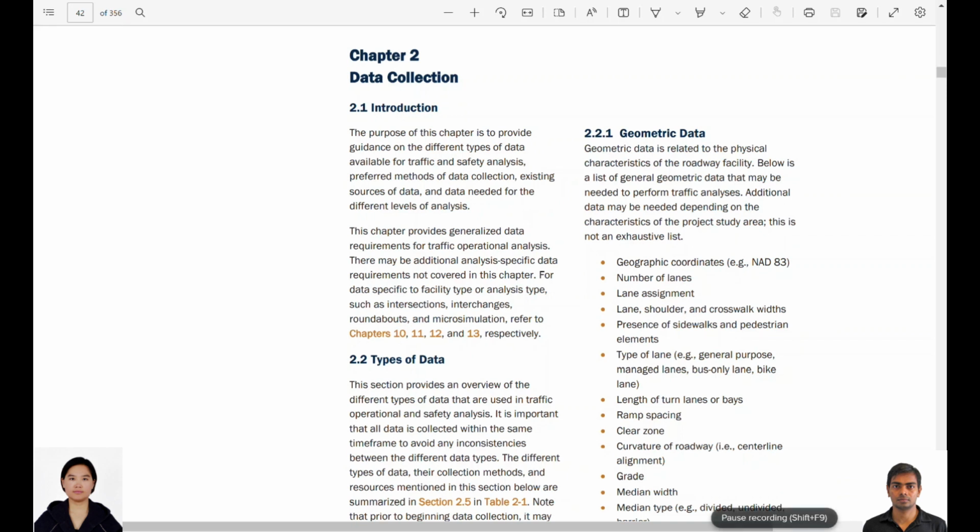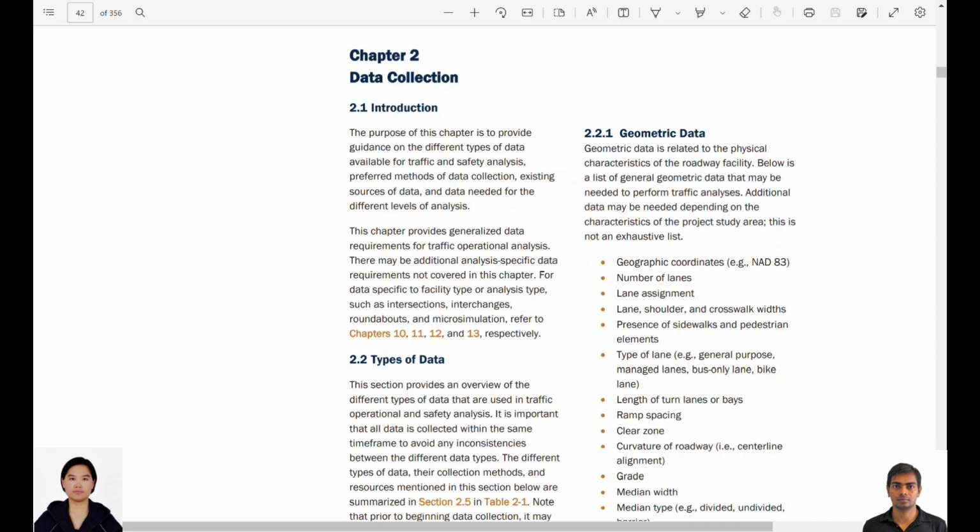Welcome to the third video of the TSAP review, the Traffic Safety Analysis Procedure Manual released by TxDOT. In this video, we will be looking at chapter 2, data collection. I believe it will take us two videos to complete chapter 2, and we'll see how it goes.